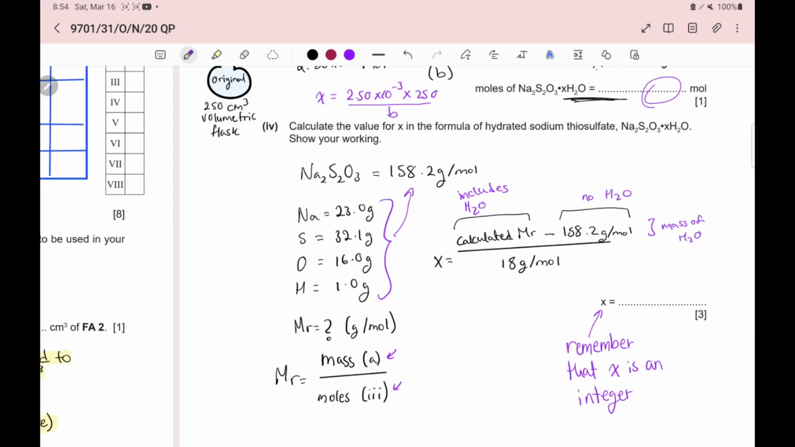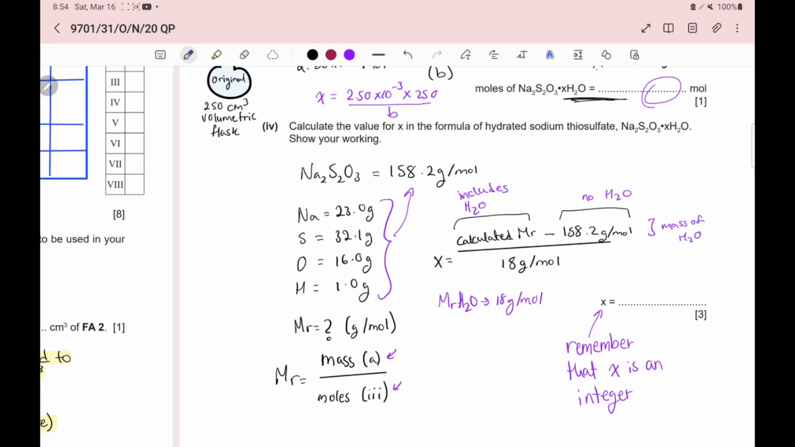So this Mr includes the water, right? And then the 158.2 that we just found does not. So now we're just finding the actual mass of water that's being used in this experiment. We're dividing that by 18 grams per mole, which is the molar mass of H2O. So the Mr of H2O is equal to 18 grams per mole.